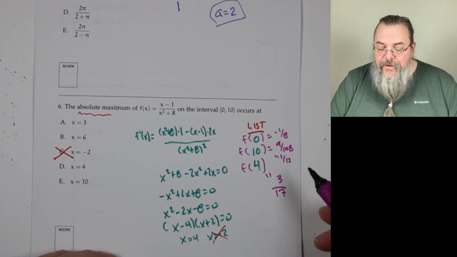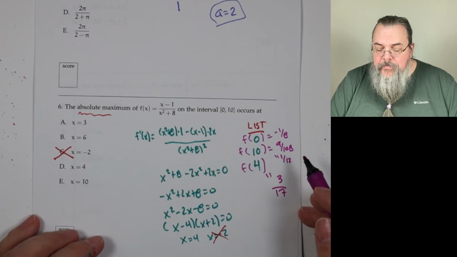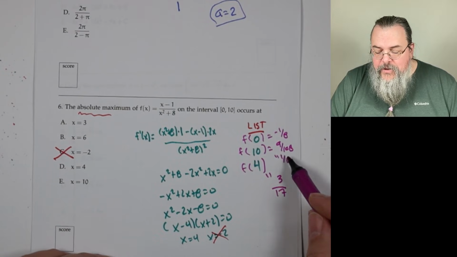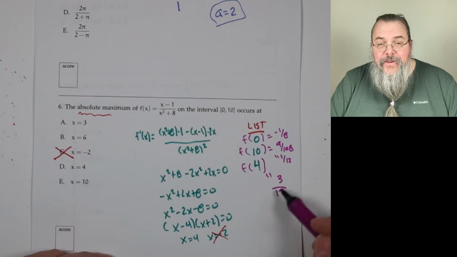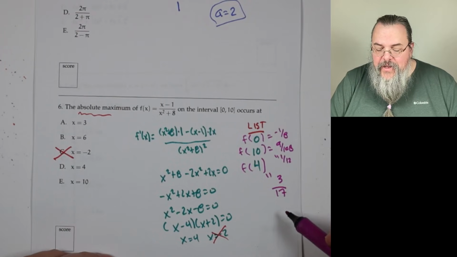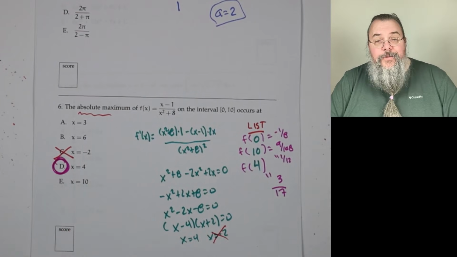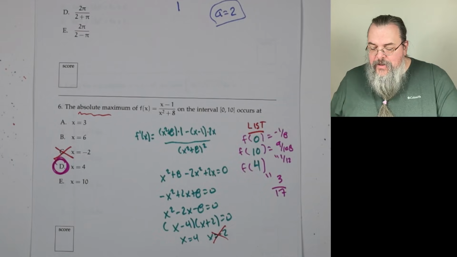How do you know that? Well, 1 over 12 is smaller than 0.1, and 3 over 17 is bigger than 0.1. So the punchline here: x equals 4. All right, good.